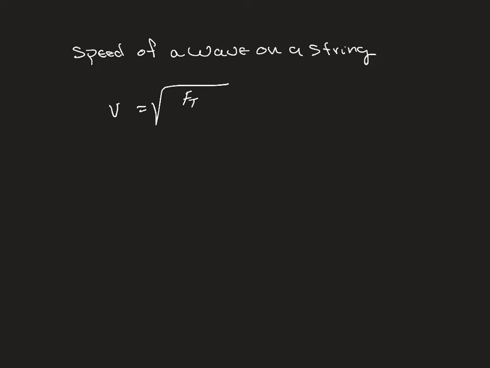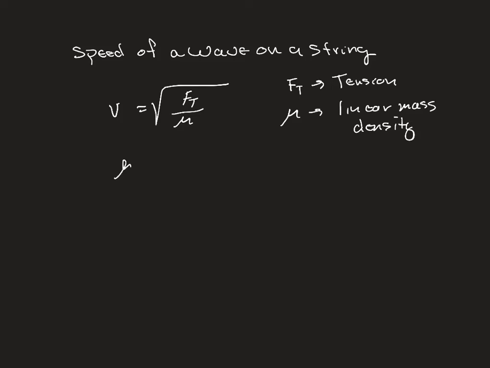So when we calculate the speed of a wave on a string, we find that that speed is equal to the square root of the tension in the string divided by the linear mass density. So F_T is tension. Mu here is the linear mass density. And mu is going to equal the mass divided by the length of the string.